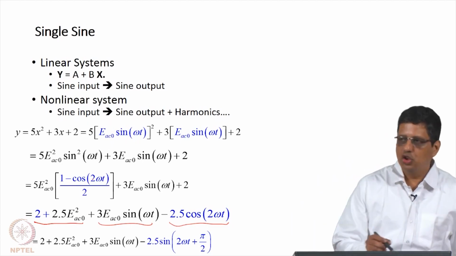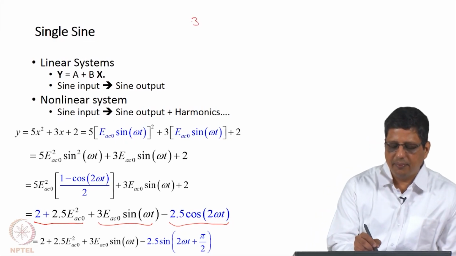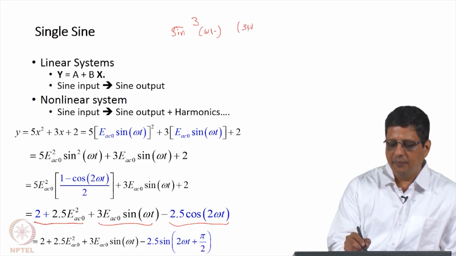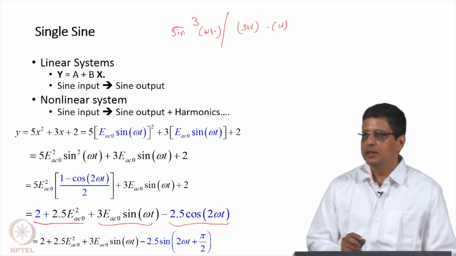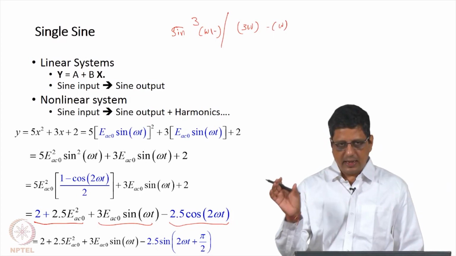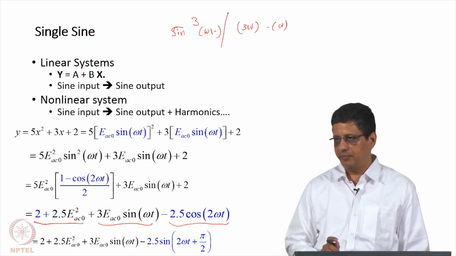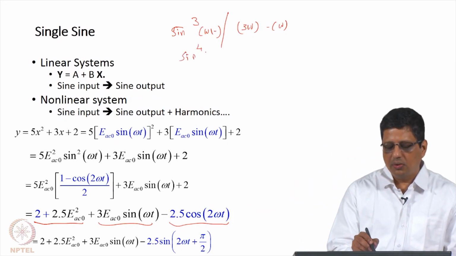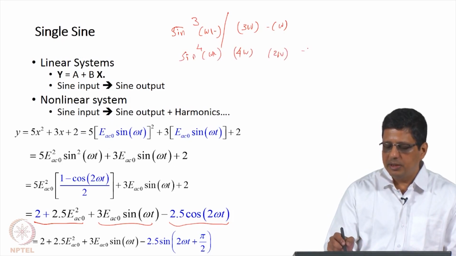Okay. If I have a cubic term, power 3, sin cube will give rise to 3 omega and omega. So, on the right side, sin cube, if I expand, I will get sin 3x and sin x. If I have sin power 4, I will get 4, 2 and 0, which is basically a constant.